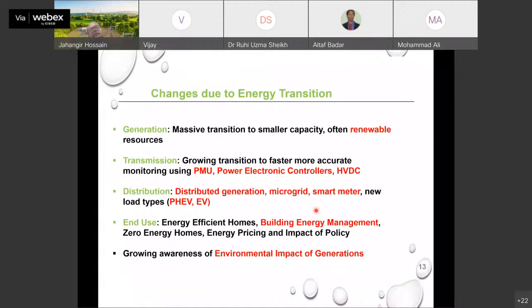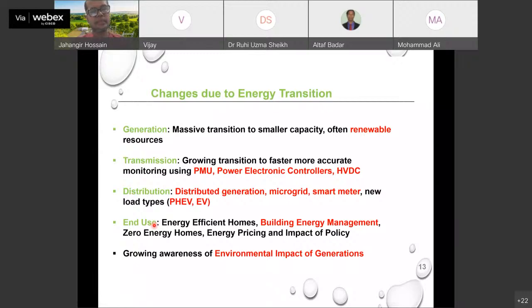So if you think about the current power grid, these are some of the changes that are happening due to the energy transition. As you know, in the power system we have mainly three major parts. One is generation, another is transmission, and the third one is distribution. And even on the distribution side, after the meter, we have the end user. So in all parts of the power system, a number of changes are happening.